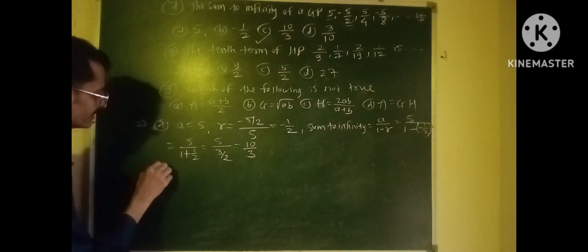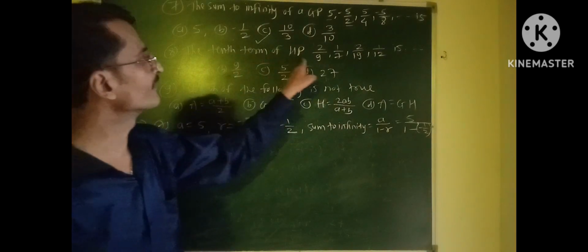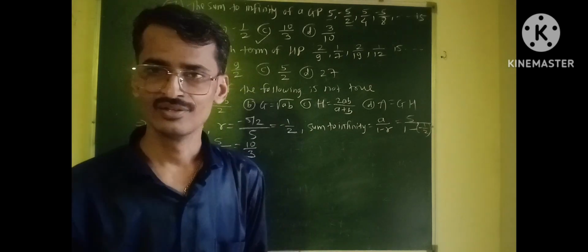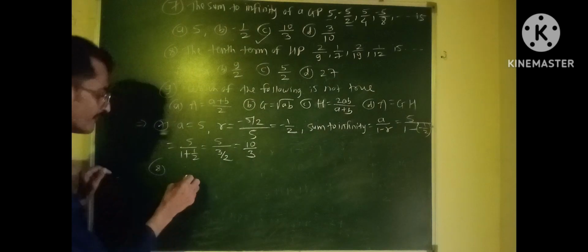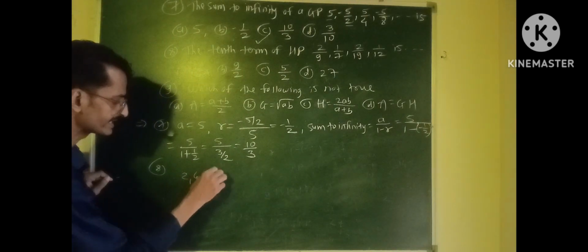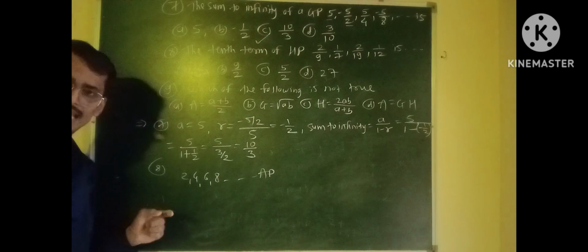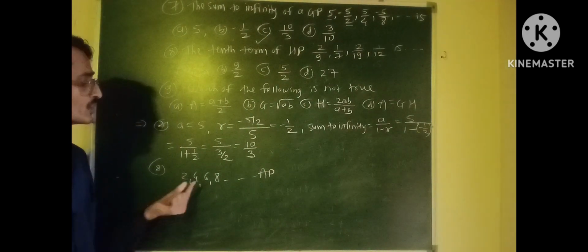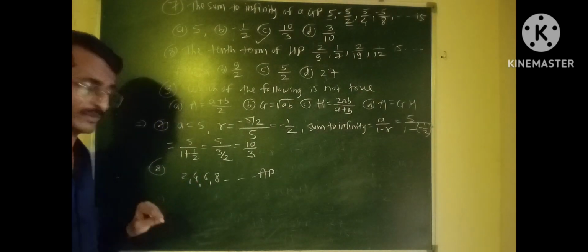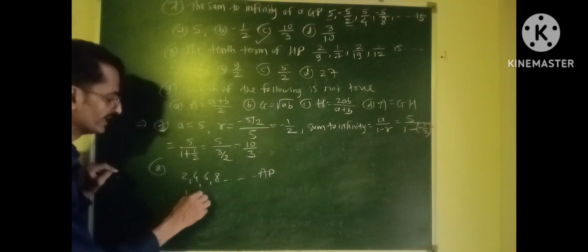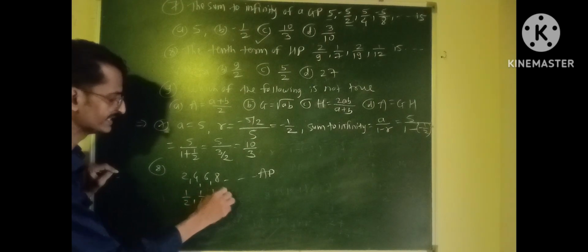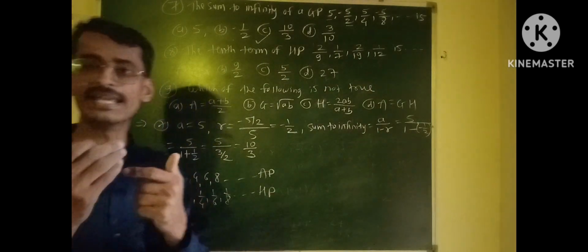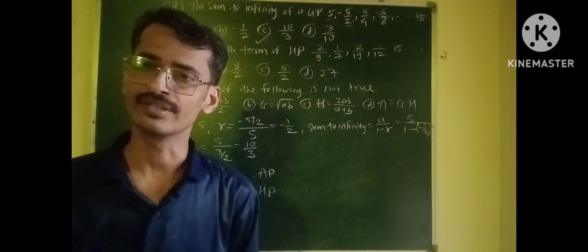Next, question number 8. The 10th term of HP is... Now what is HP? Harmonic progression. What is the definition of that? If 2, 4, 6, 8, this is an AP. AP means we know arithmetic progression. Here difference is constant 2, right? So write reciprocals of all these terms. So here write 1 by 2, here write 1 by 4, here 1 by 6, here 1 by 8. This is what? HP. So AP and HP, these are reciprocals of each other.